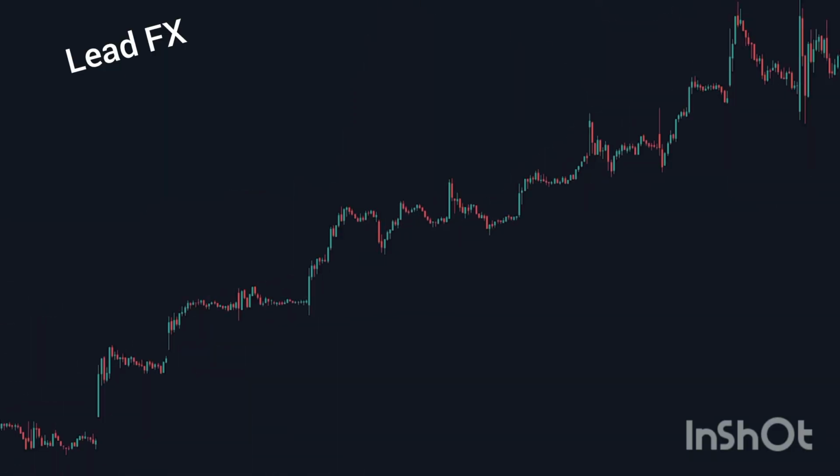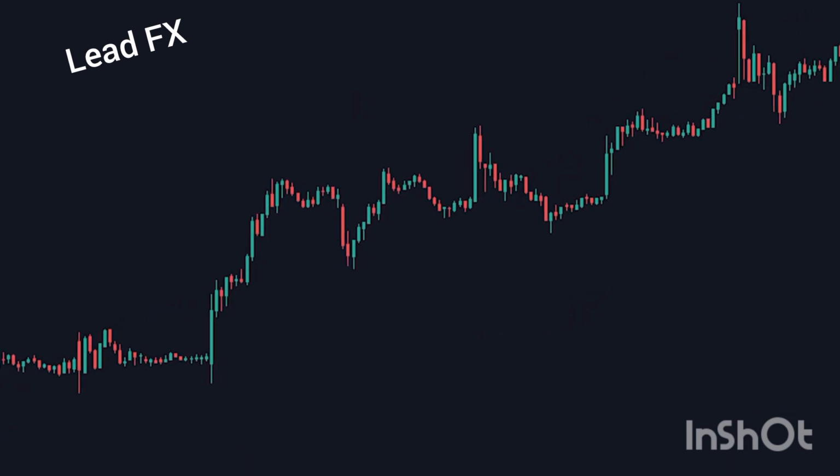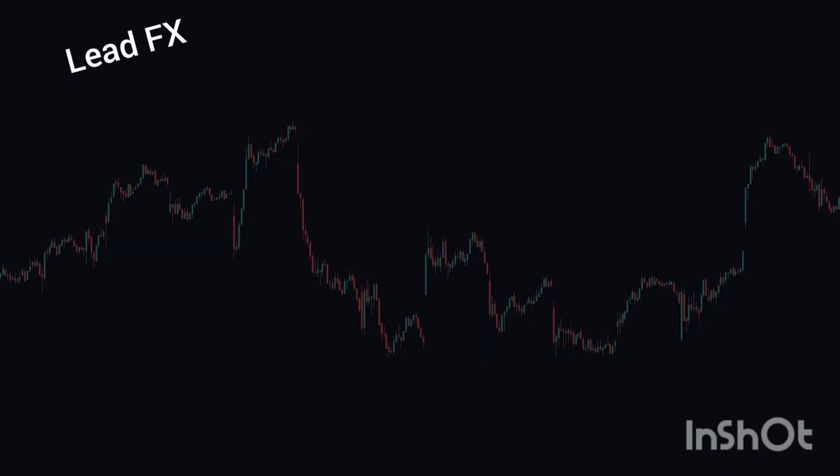Strategy. Rule number one, and probably the most important rule, is that we will only be trading with the trend, at least with this strategy. You may be asking yourself, how do I know if a chart is in an uptrend or a downtrend?